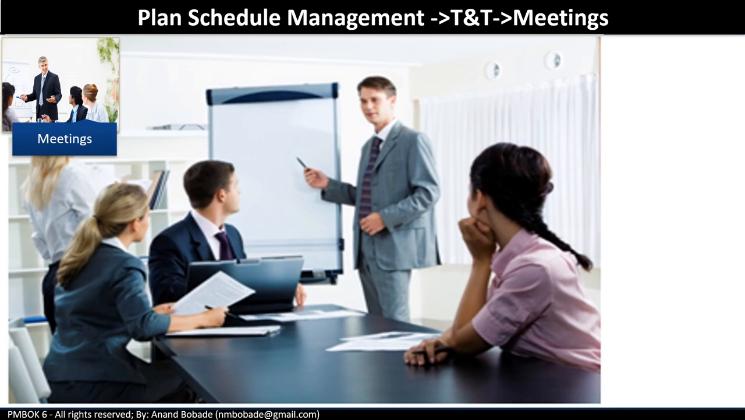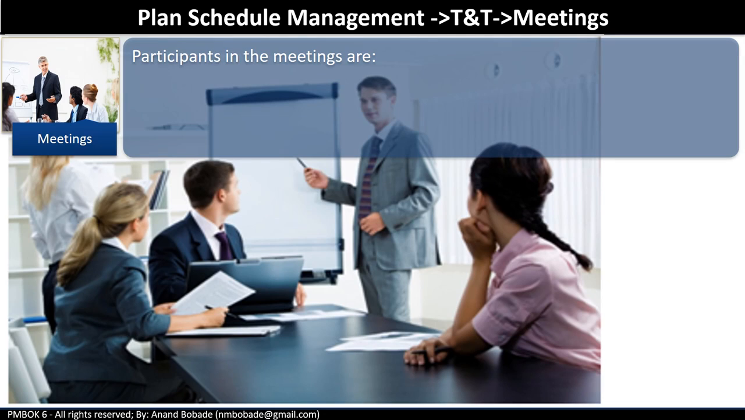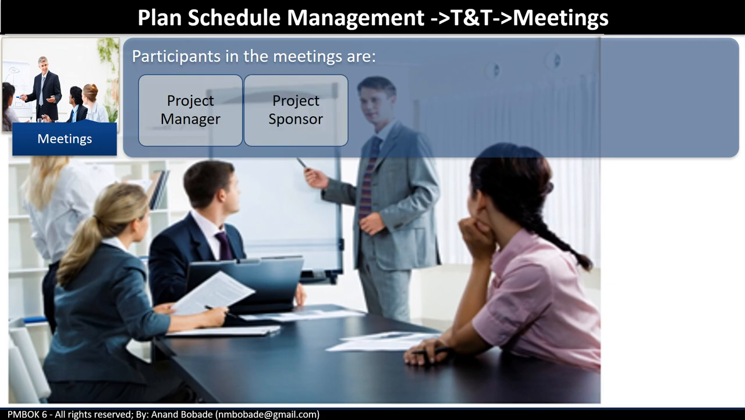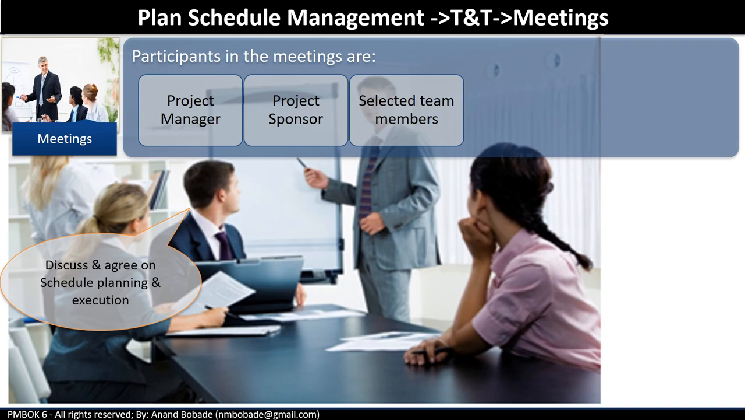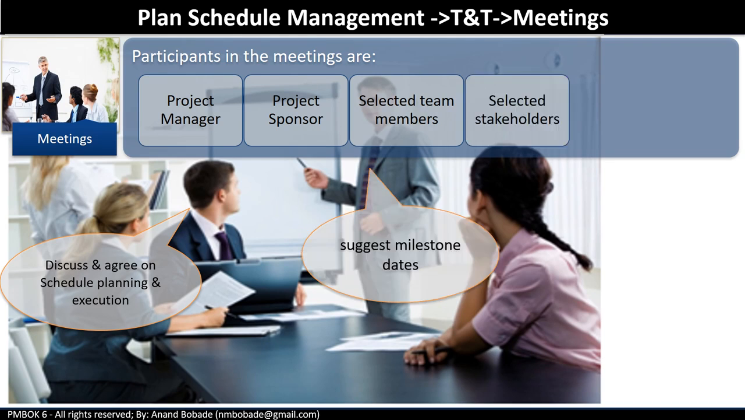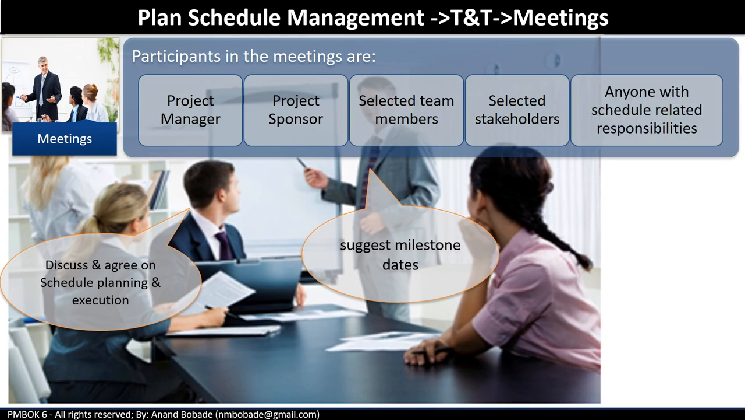Meetings. Planning to develop the schedule management plan is done in meetings. Participants that may be included in such meetings are the project manager, project sponsor, and selected team members, especially those with responsibility for schedule planning or execution. Also selected stakeholders, again especially those with information on schedule constraints, for example those who can suggest milestone dates, and anyone with schedule related responsibilities. So all these stakeholders can participate in the meeting and help us create the schedule management plan.